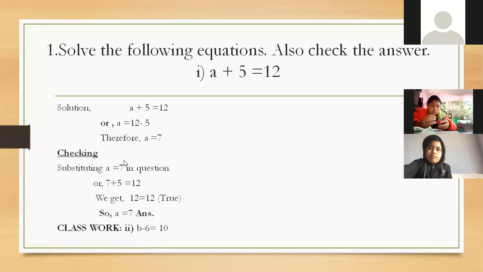Sir, in substituting, in the second line, which number should we add or subtract? Like in one, there is 7 plus 5, 12. Like that, which number should we look at? 7 plus 5, but here what will be 16 now? 16 minus 6. 16 minus 6 is equals to 10. Are you clear, children? Yes, sir. It's so easy.